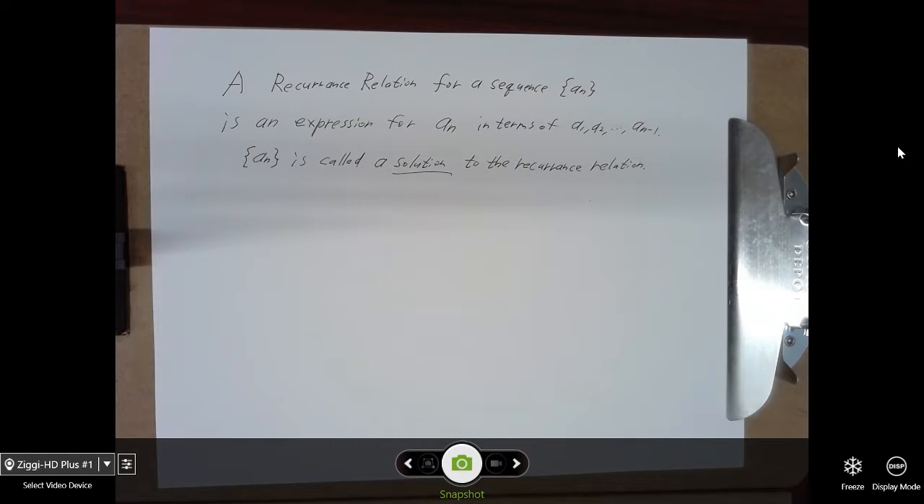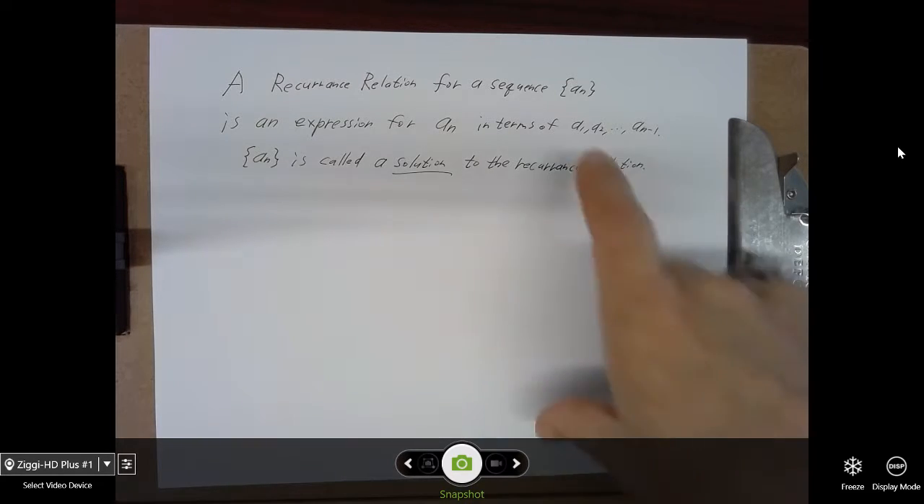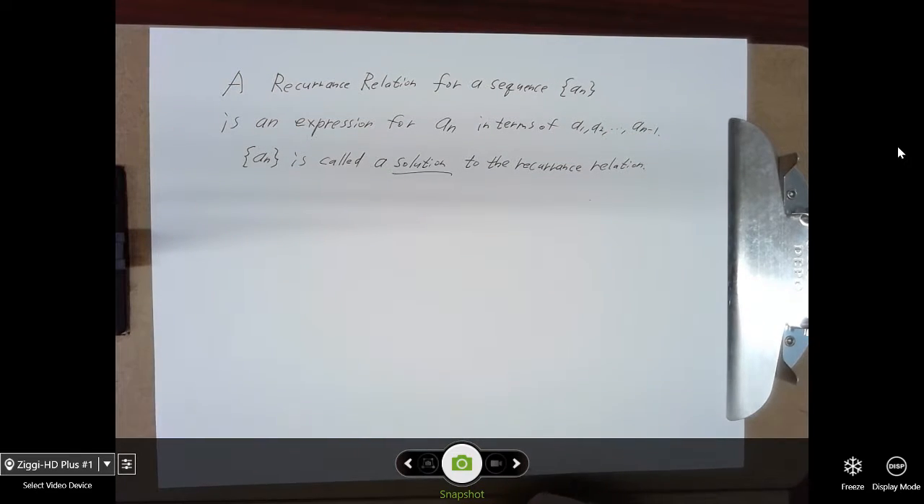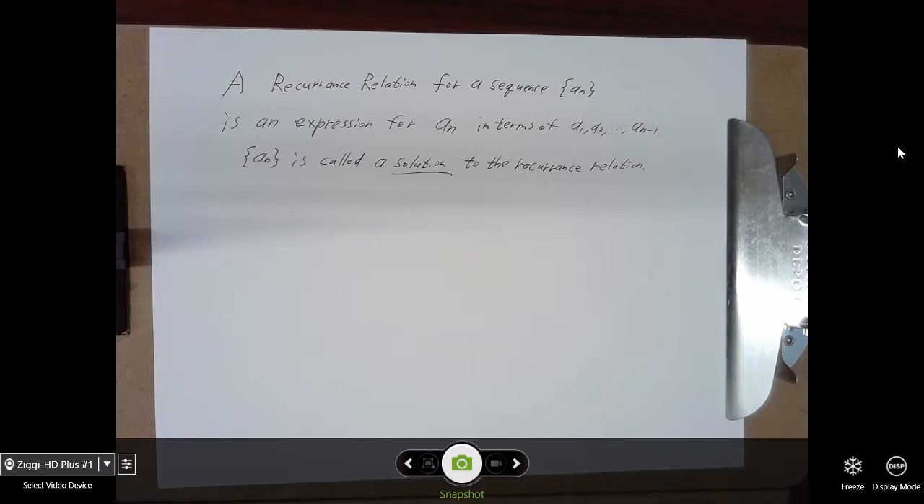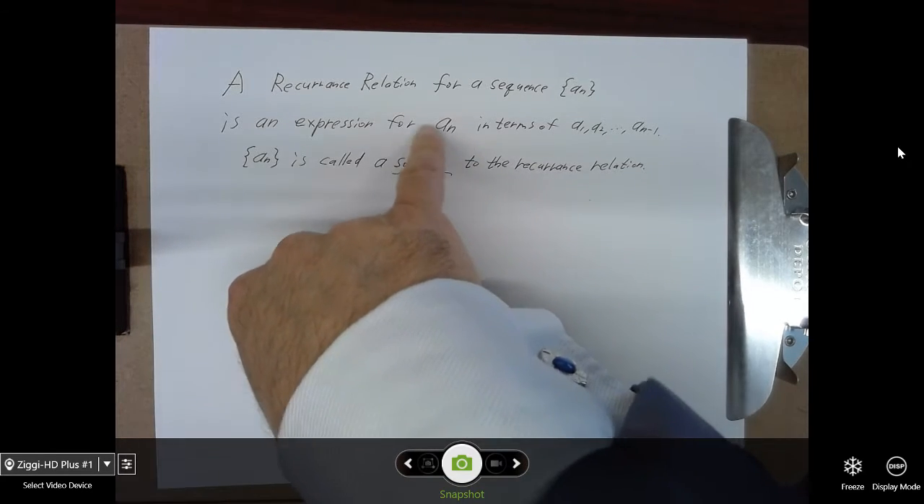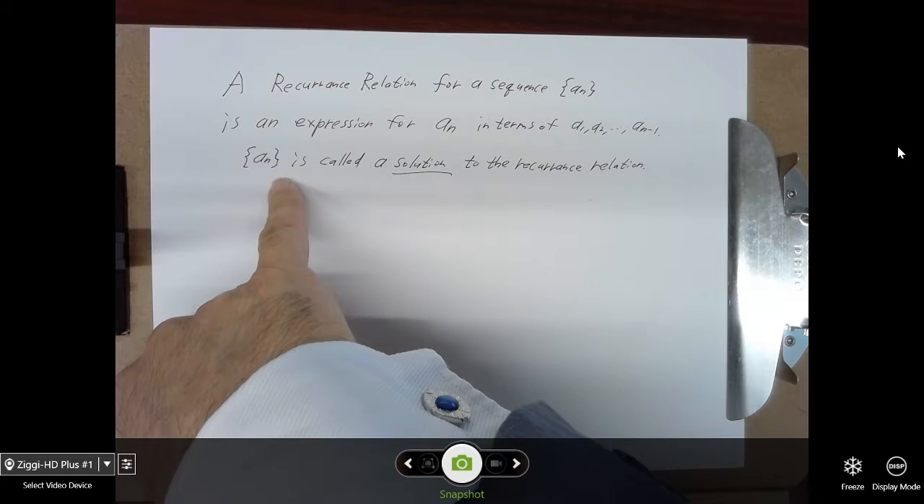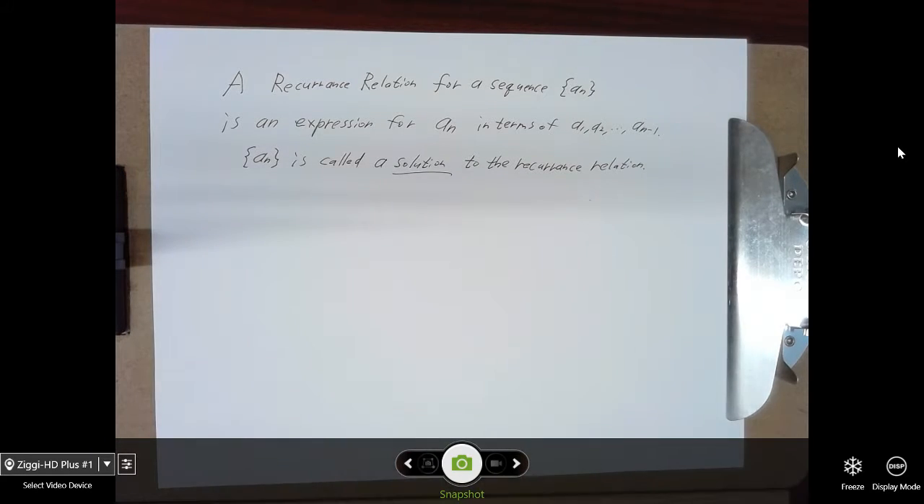All right, so back to sequences. A recurrence relation for a sequence is an expression that describes an in terms of a1, a2, a3, up through an minus 1. It may not include all of these terms, or any of them. But you can't describe an in terms of an or an plus 1 and so on. It's got to be prior terms in the sequence. And if there is a recurrence relation, the sequence that that relation corresponds to is called a solution for the recurrence relation.